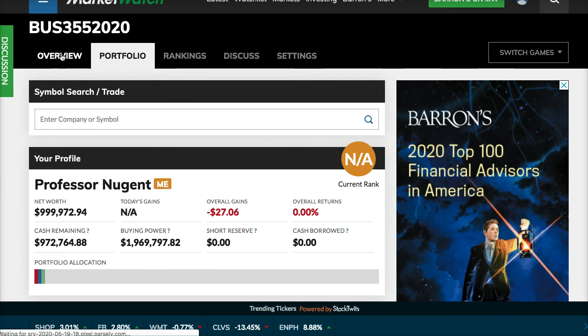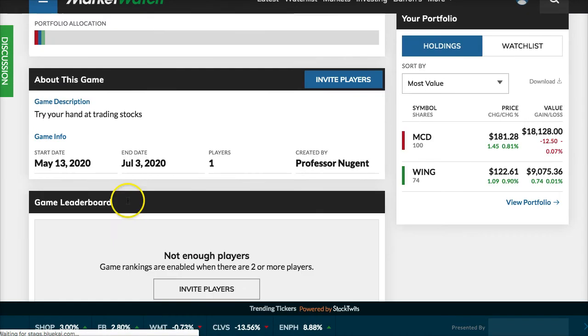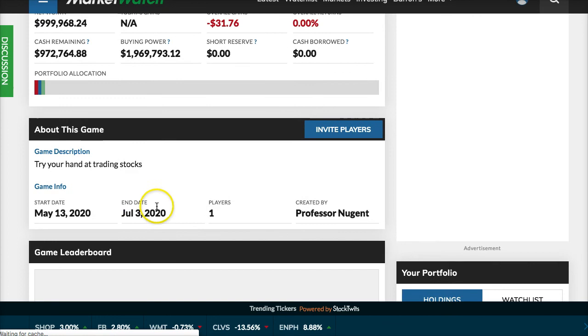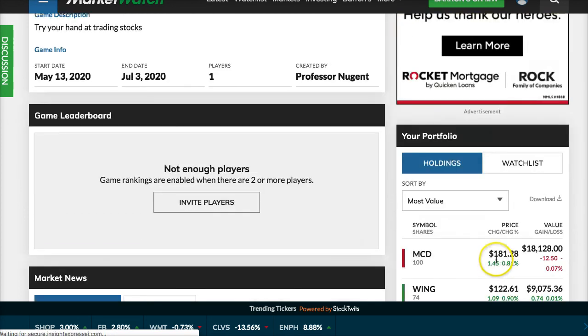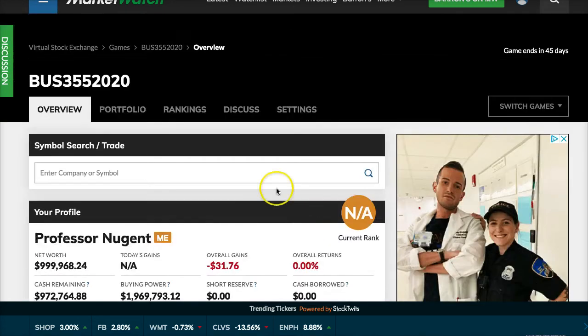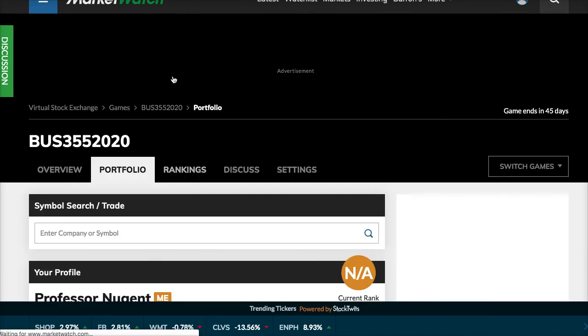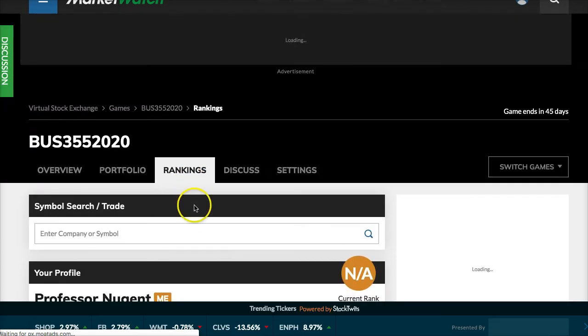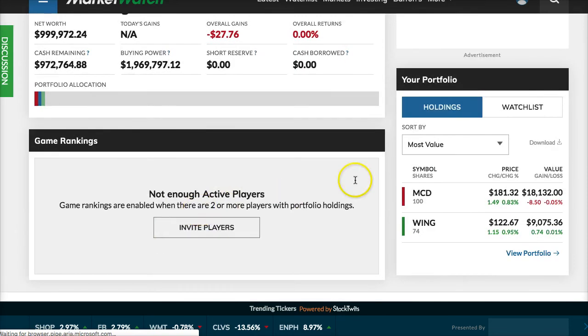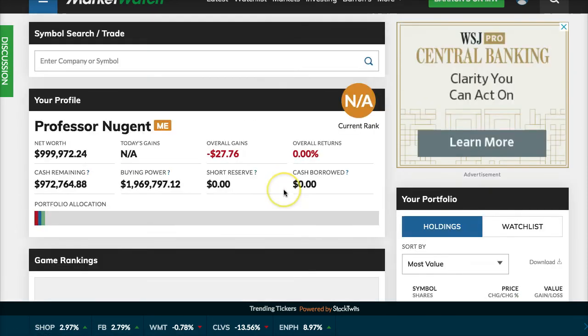Also, in your overview tab, it's similar, but the overview tab is going to have your portfolio to the side. And the portfolio tab will give you a little bit more information on your portfolio. Rankings will show how you're doing overall compared to everybody else in the course. Right now, there are no rankings because I'm the only one signed up.